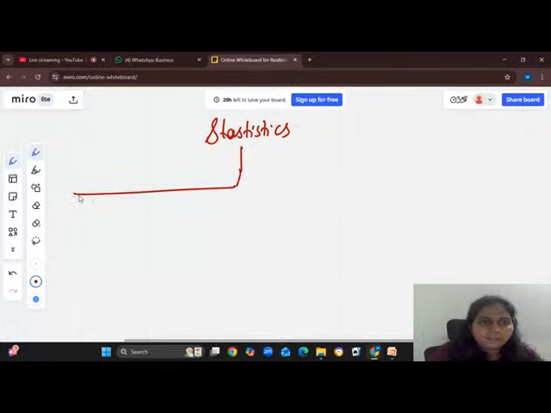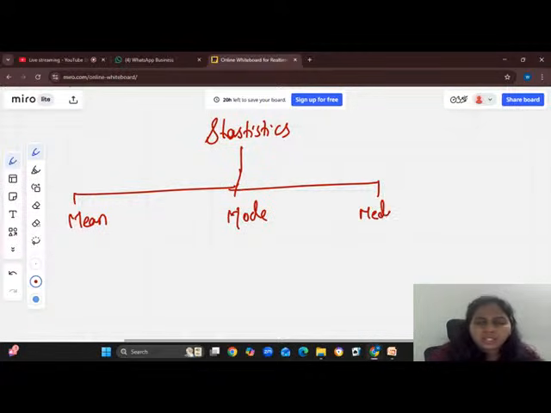It is all about mean, mode, and median. These are three important things that you have to study about statistics. For mean, we have two things I want to tell you: grouped data and ungrouped data.